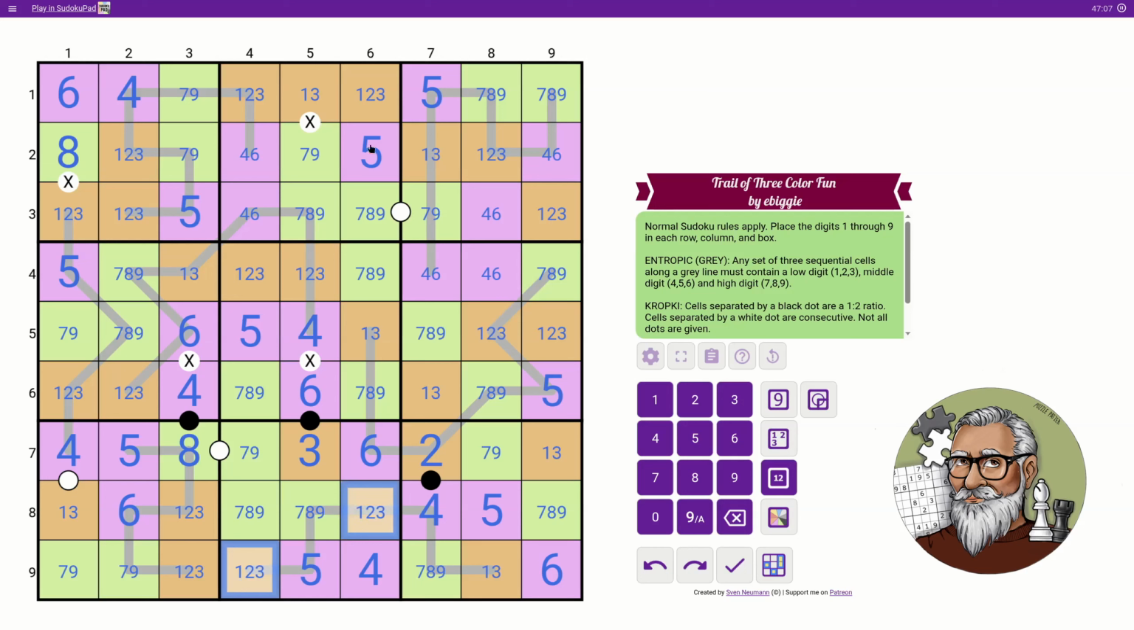I need a 2 in one of these. So this one can't be a 2 either, and that's a 2. That's a 2. What this is, we could continue doing those first, maybe. I was discombobulated by this.